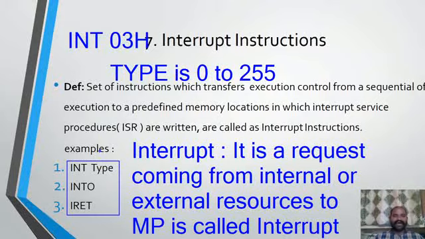If I am having INT 03H, as in our example, 03H is nothing but a breakpoint. It means we are asking the microprocessor to wait for some time, to halt the program. So the 03H type says to stop the execution. Like that, we have a total of 256 types, and all these are software interrupts.